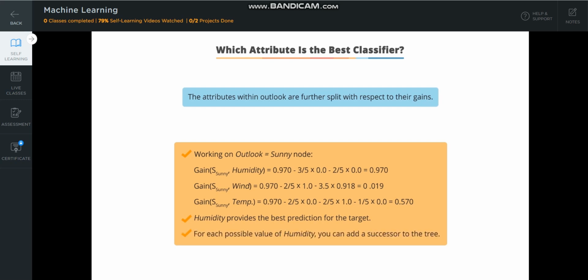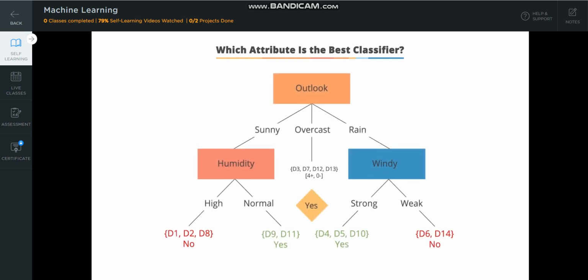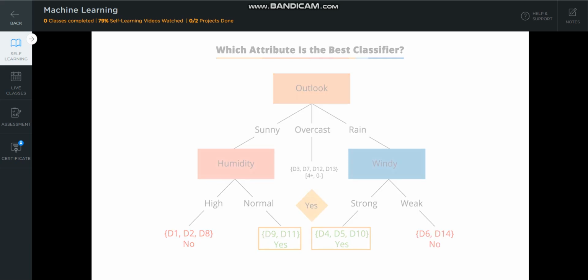For each possible value of humidity, you can add a successor to the tree. Finally, you arrive at leaf nodes with a strong decision. Look at the diagram. Here, decisions are denoted by D1, D2, D3, and so on, where D1, D2, D6, D8, D14 are non-playable conditions, and D3, D4, D5, D7, D9, D10, D11, D12, D13 are playable conditions.